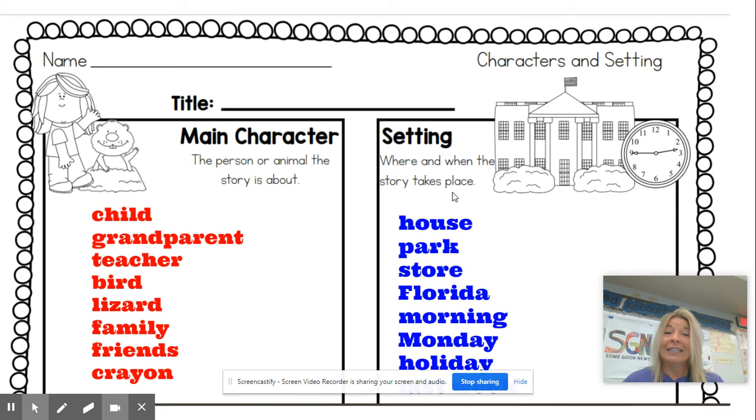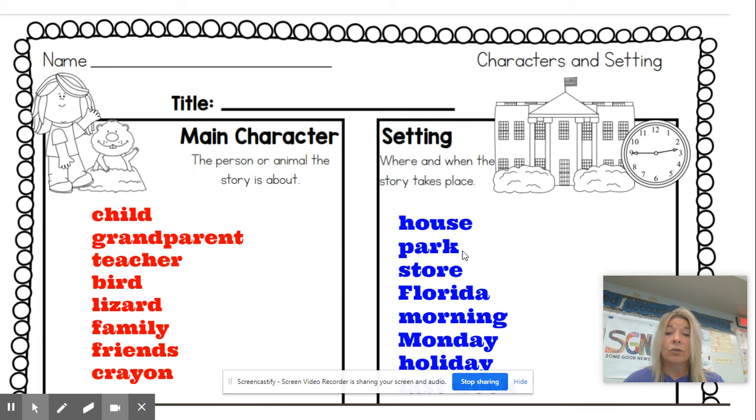The setting, once again, is where and when the story takes place. So a story could be taking place in someone's house, and you could be specific and say, that happened in Jack's house, or it could happen in a park. And the settings can change.